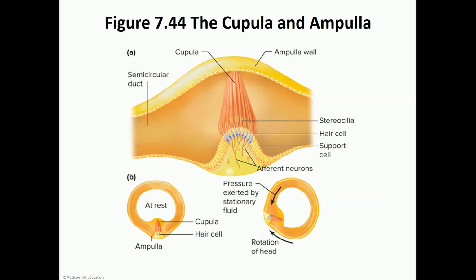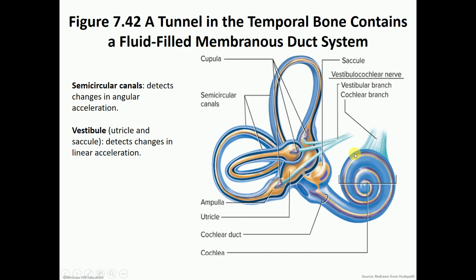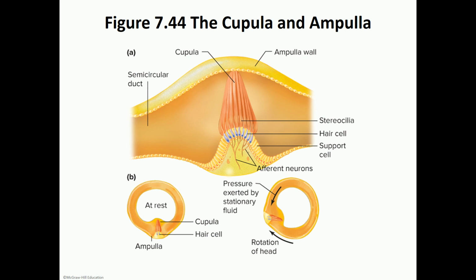So let's take a look at the cupula and the ampulla. If you don't remember what those are, this is what we're talking about: the ampullas of the semicircular canals and the cupulas in them. And what do these receptors look like? They look very much just like the receptors for hearing.